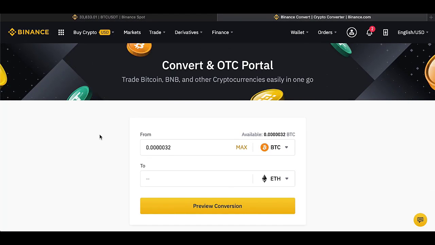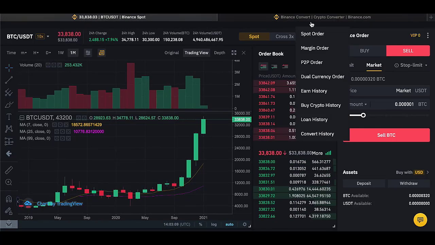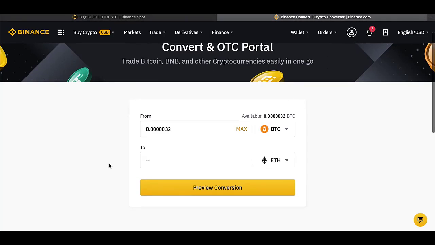Now, you don't have control over prices. So that is something that when you do become more advanced, you might want to go to this. But for most people, this is going to be a very simple way to do it.